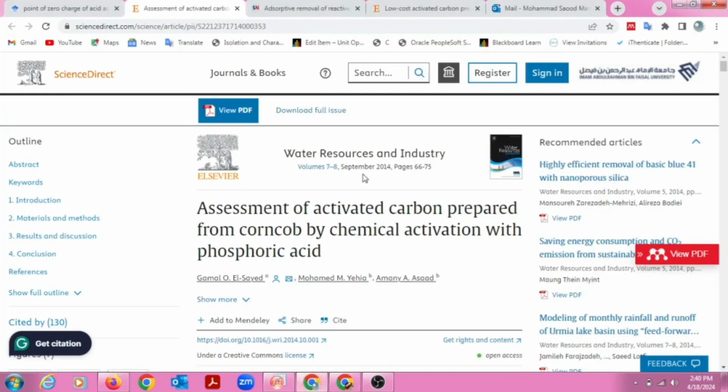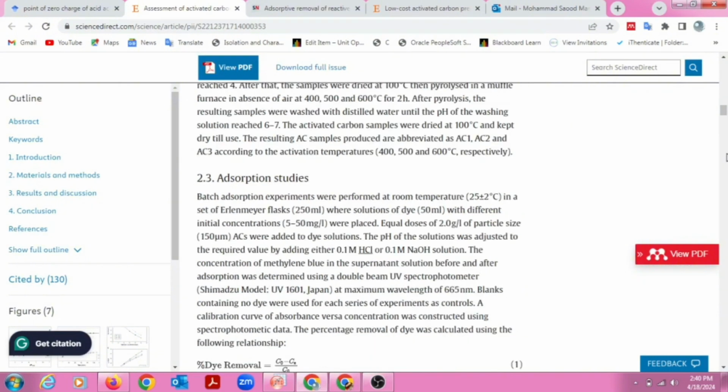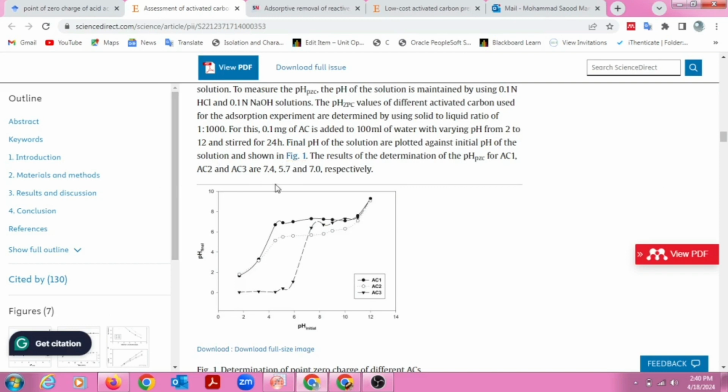So this is a study where an author made an activated carbon by chemical activation with phosphoric acid. Here the point of zero charge is almost synonymous. You can see they got 7.4 and 5.7. In our case, for the sulfuric acid it is around 6.0 or 6.114, and the other value is 6.554. You can see these two are almost analogous, which is similar in our case.